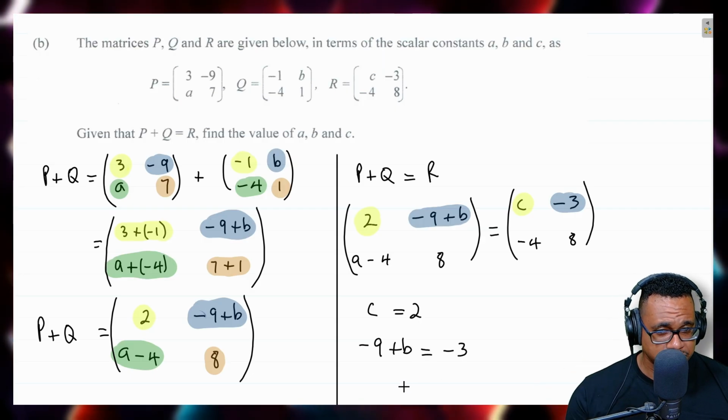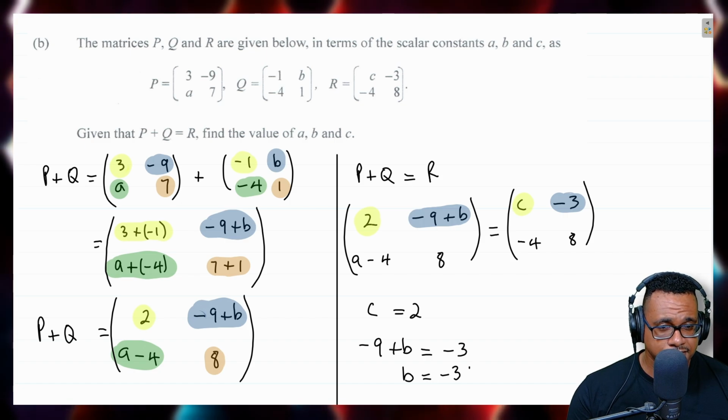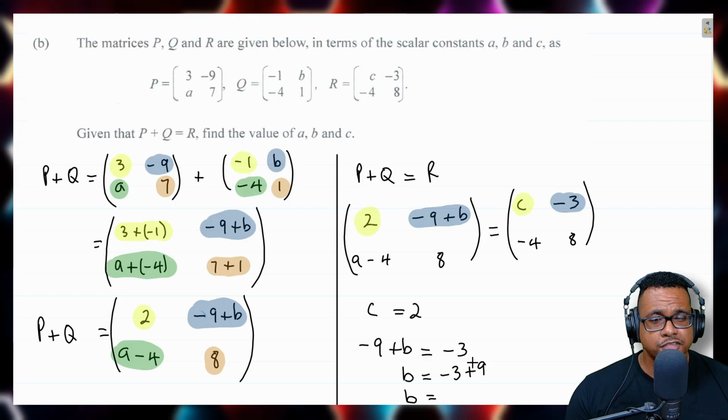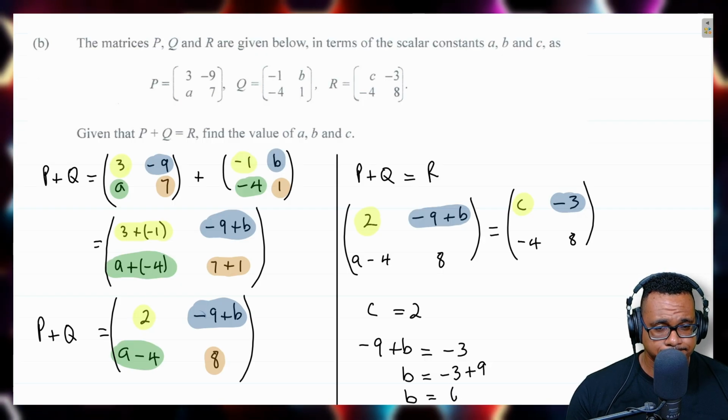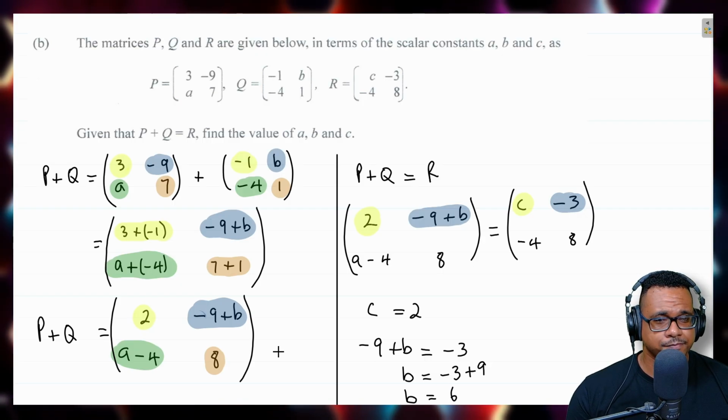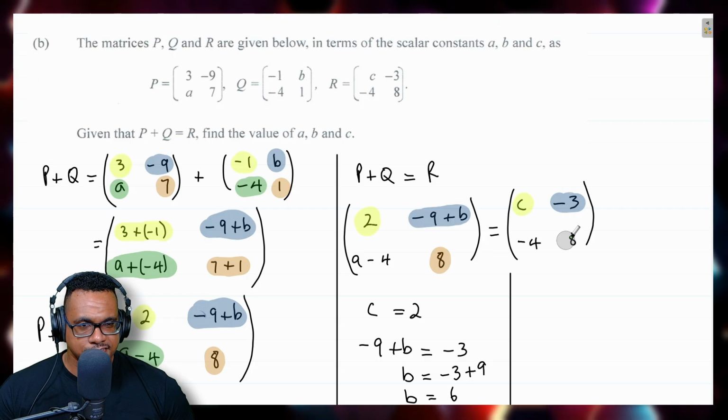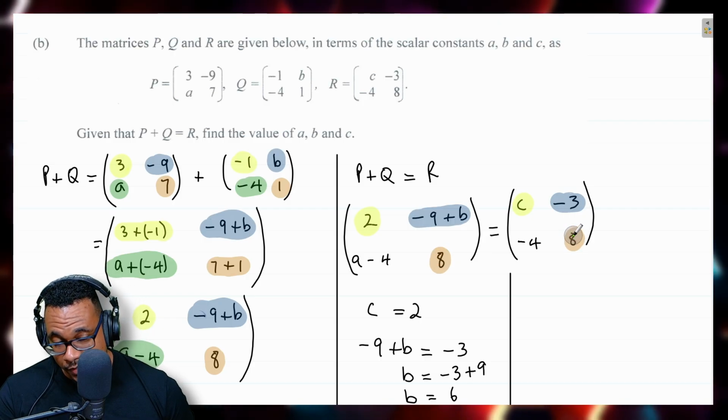I can solve that equation. So B is equal to negative 3, carry across the negative 9 to positive 9. Therefore, B is equal to, and this will just give you positive 6. So B is positive 6. Of course, this 8 is in the same position as this 8, so nothing to work out there.